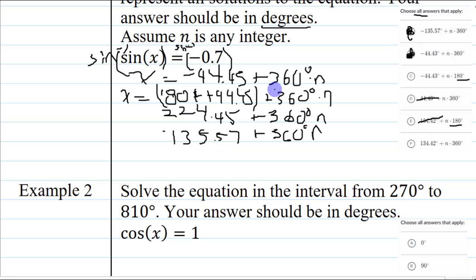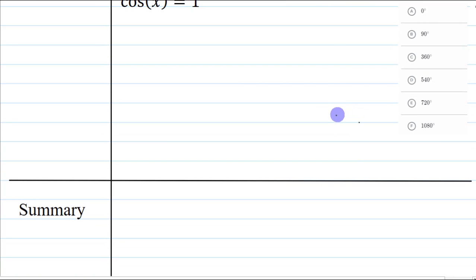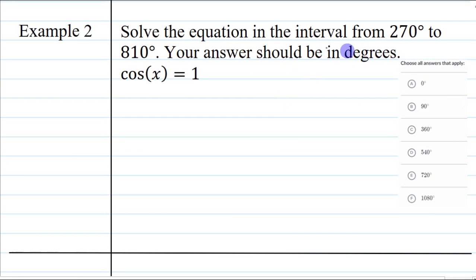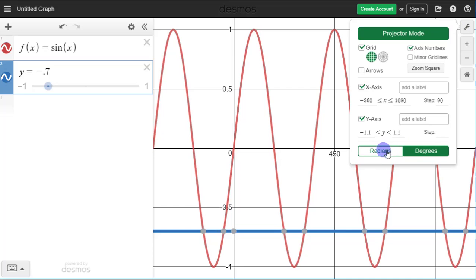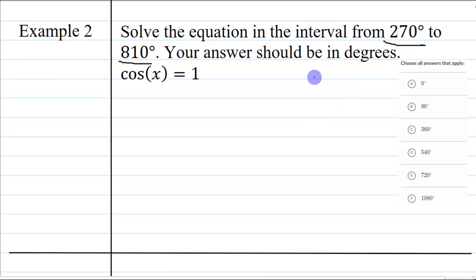Let's do example 2. Now it's a different type of problem. We have this interval 270 degrees to 810 degrees. Again, we're in degrees. We haven't done a radian problem yet, but I think it's as simple as going to your calculator, hitting radians and doing all the graphing in radians. The step would be pi over 2. You can go from like negative 4 pi to 4 pi, and same y-axis. But yeah, so let's go ahead and solve this one.